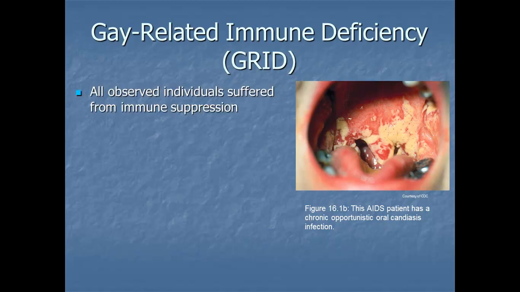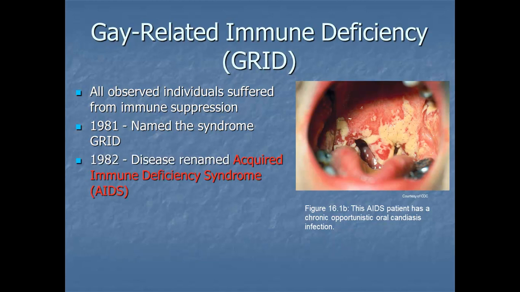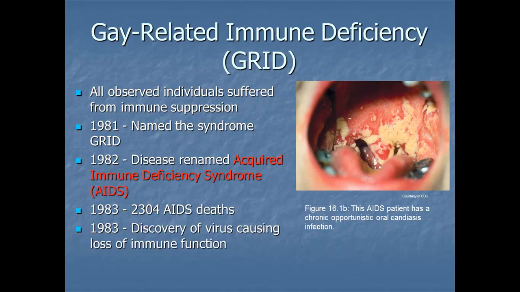All observed individuals suffered from immune suppression. So in 1981, they named the syndrome GRID. In 1982, the disease was renamed Acquired Immunodeficiency Syndrome, or AIDS. In 1983, there were 2,304 AIDS deaths, and also the discovery of the virus causing the loss of immune function, and that virus was HIV.